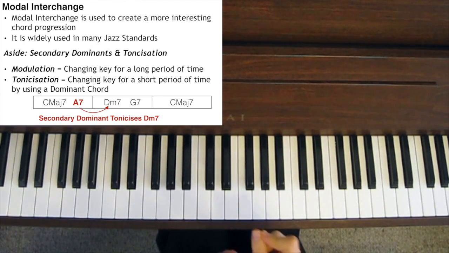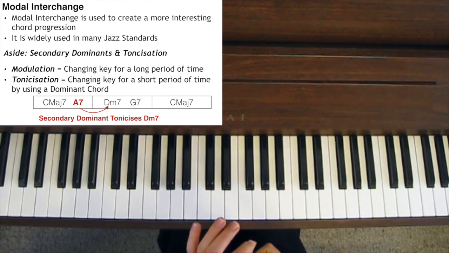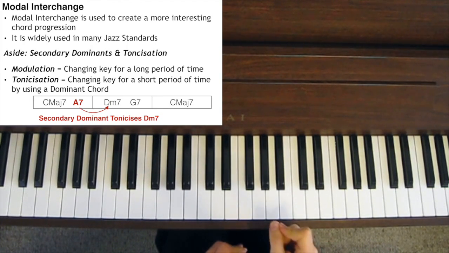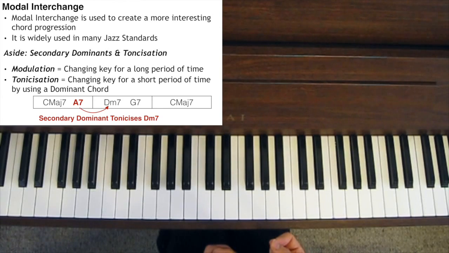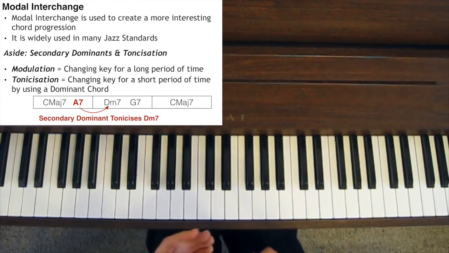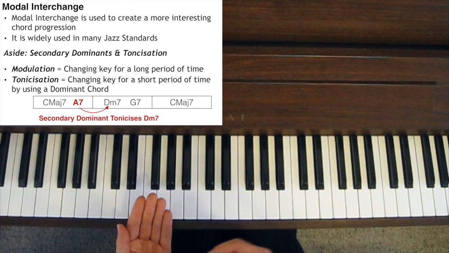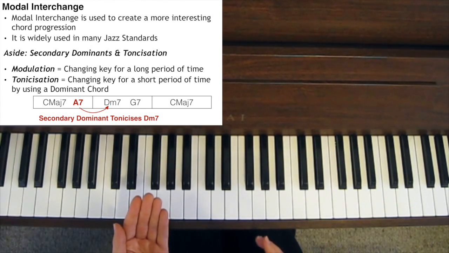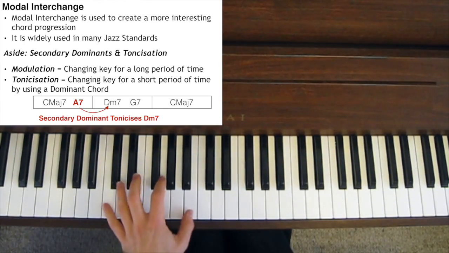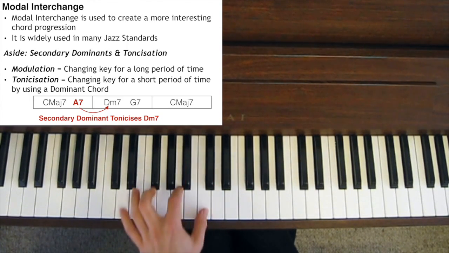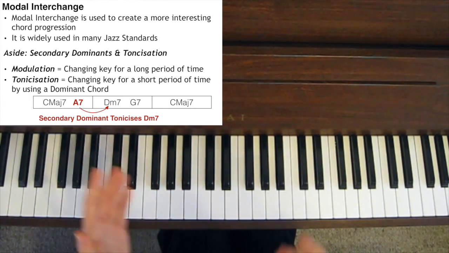But before I talk about modal interchange, allow me to digress quickly and talk about tonicization. So I've got a separate video on secondary dominance and tonicization, and in it I distinguish between modulation, which is changing key for a long period of time, and tonicization, which is changing key for a short period of time by using a dominant chord. Like, for example, a 1, 6, 2, 5, 1 chord progression.